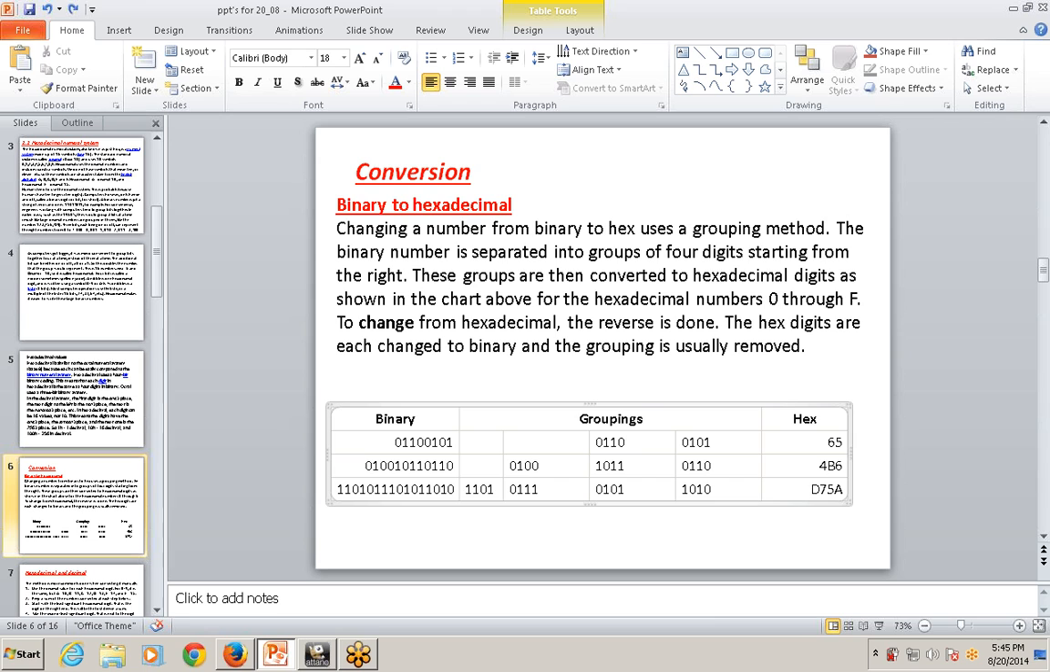Now this is another example. This value is 4, then this value is 11, that is B. Then this value is 6, so that is 4B6.